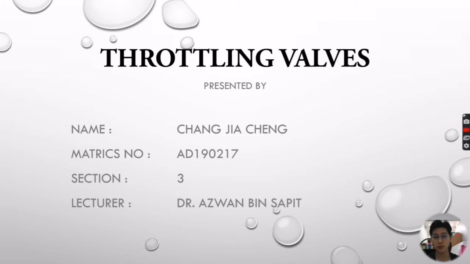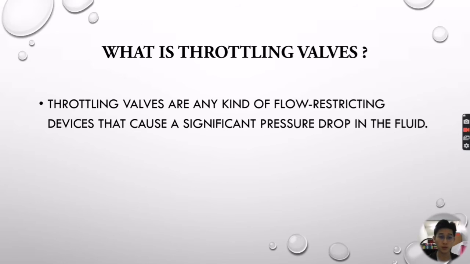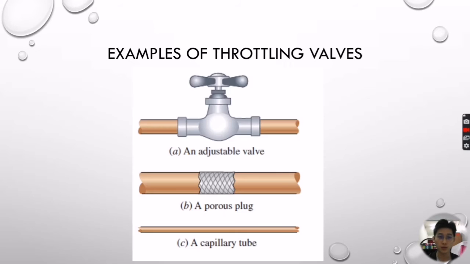Today I'm going to present about throttling valves. So let's begin. What are throttling valves? Throttling valves are any kind of flow restricting devices that cause a significant pressure drop in the fluid. Here are some examples of throttling valves. The first one is an adjustable valve. Second, a porous plug or a simple capillary tube can be a throttling valve.